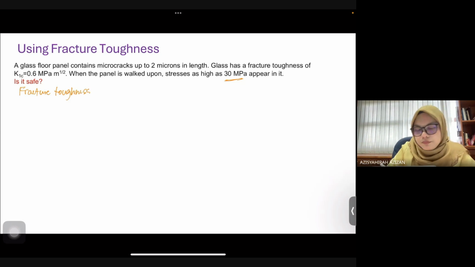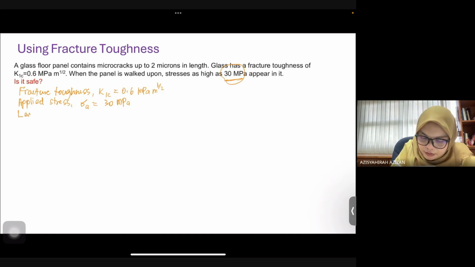Fracture toughness K1C is equal to 0.6 megapascal times m^1/2, right? And we have the applied stress. This is the applied stress value. Sigma a is 30 megapascals. All right. And we have a length of micro cracks.